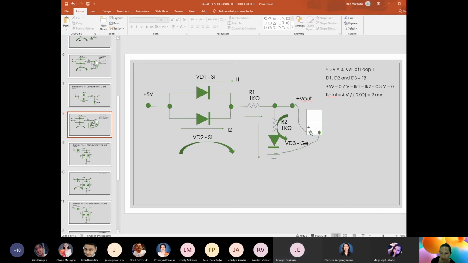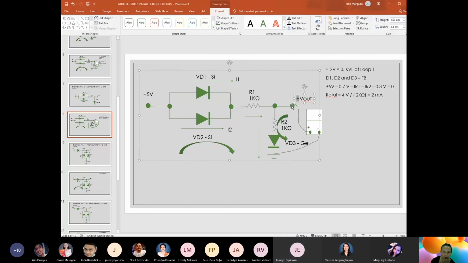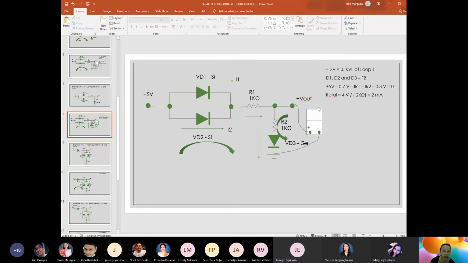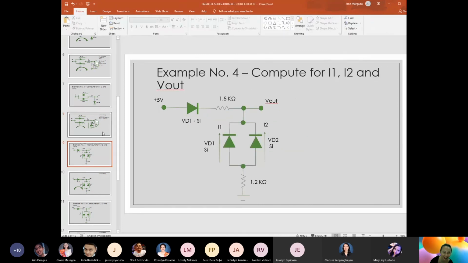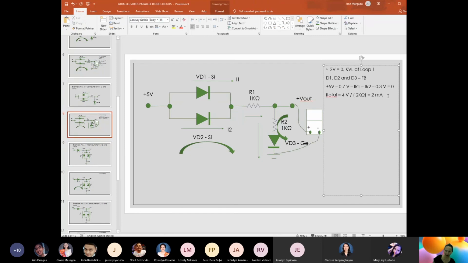Why is that? Because when you tap a VOM, the positive probe is always placed here and the negative is always here. So our assumption is that this is positive V out, but it doesn't mean that the answer is always positive. That's just your assumption.